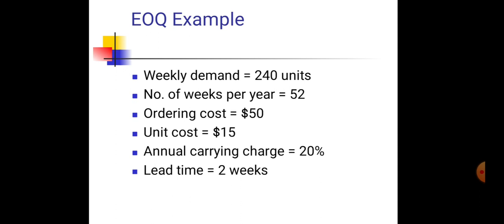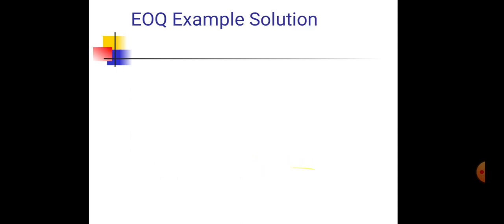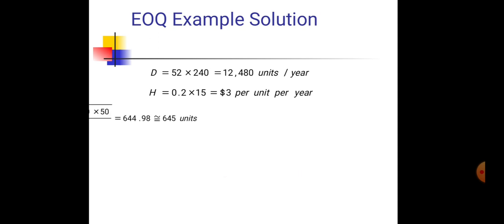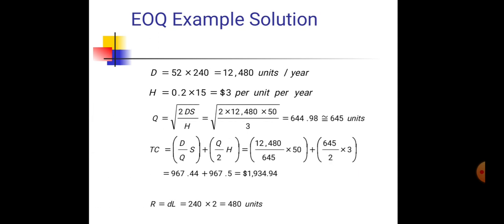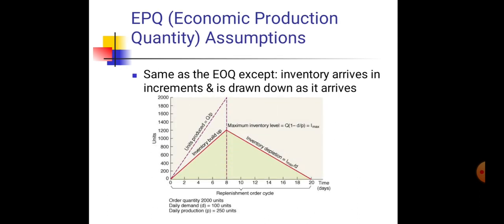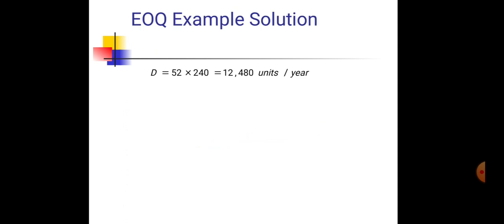In the last lecture we discussed one unit and found the EOQ, total cost, and reorder quantity. Now we will see economic production quantity assumptions. In the last lecture we discussed there are different types of models.